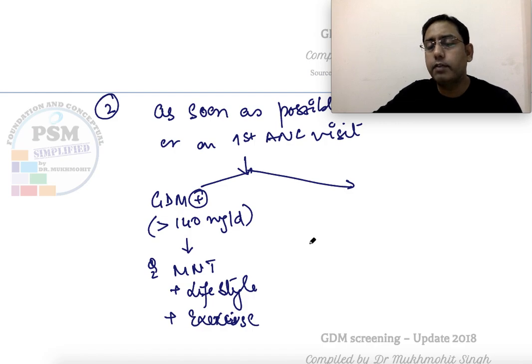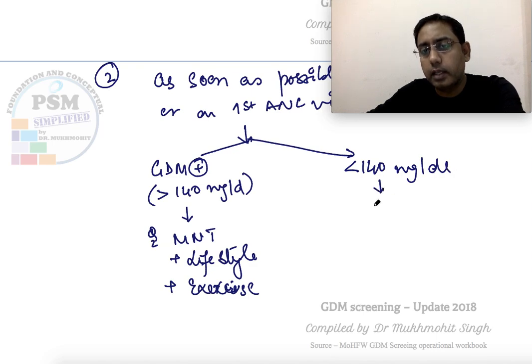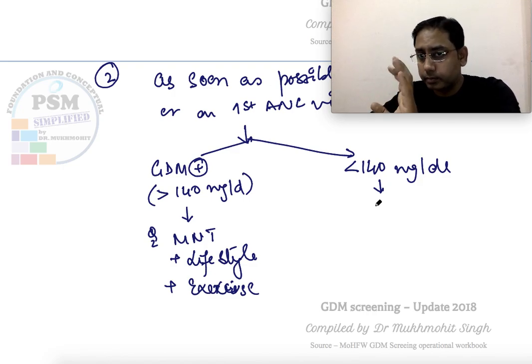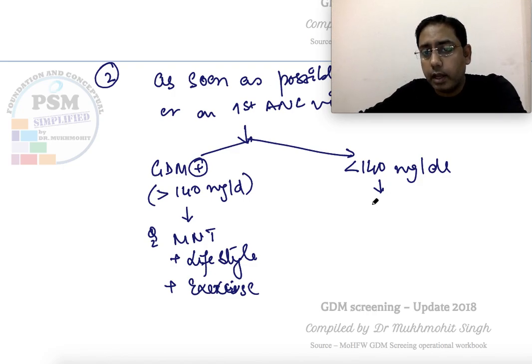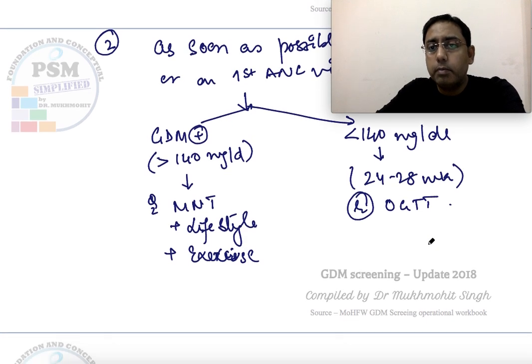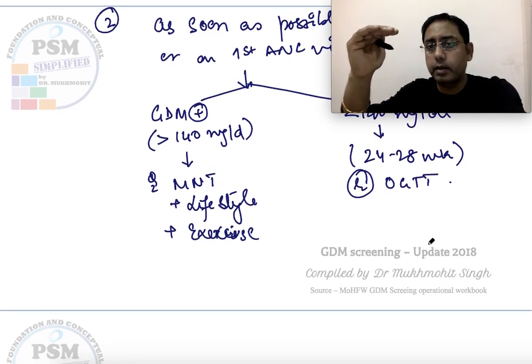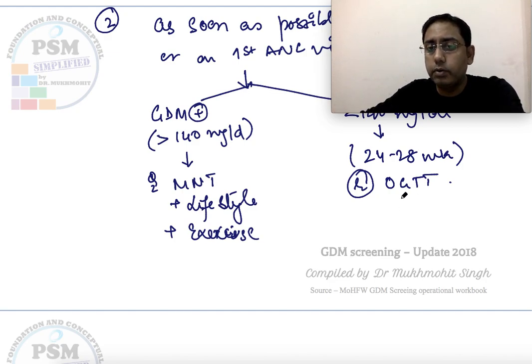In case the 2 hour one step OGTT is less than 140 mg per dL, then the pregnancy will go on normally, nothing doing. Now at 24 to 28 weeks, there is a repeat OGTT using one step glucose. So try to understand there are two screening tests: one at the first time of contact in pregnancy, and second again at 24 to 28 weeks.